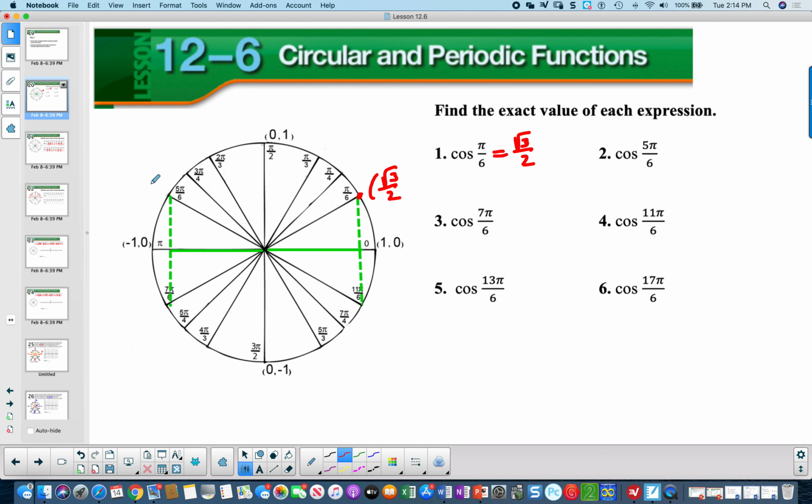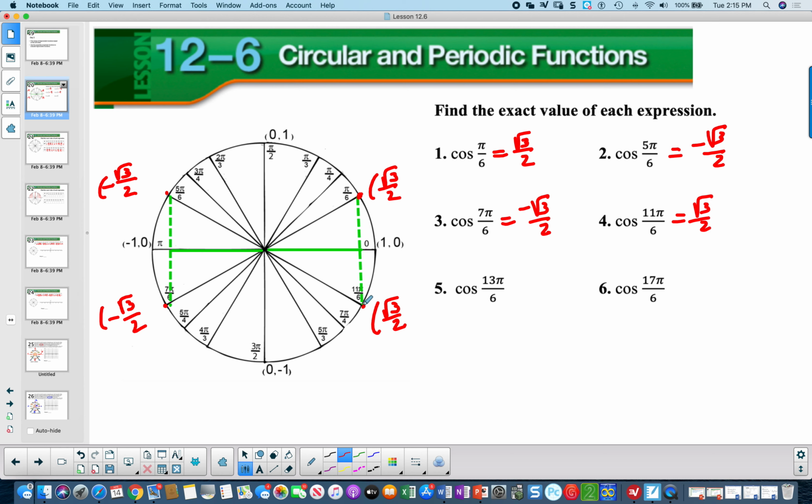And 5 pi 6 is over here. Remember, it is the x-coordinate, which is the same as this x-coordinate, except it's negative. Negative root 3 over 2. So this will be equal to negative root 3 over 2. And 7 pi 6, again, same triangle. The x-coordinate will be negative as well. So this will be negative root 3 over 2. And over here, this is the x-coordinate. Again, it's the long leg, root 3 over 2 because it's positive.